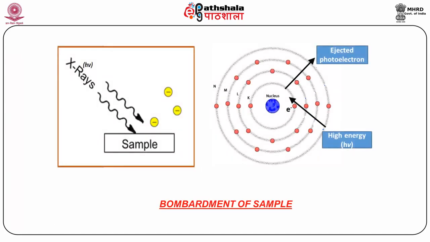The bombardment of the sample. The sample is bombarded by high energy X-rays. It has been shown here. Once this interacts with the matter, the target, it loses electrons, and that ejected electron is called an ejected photoelectron.